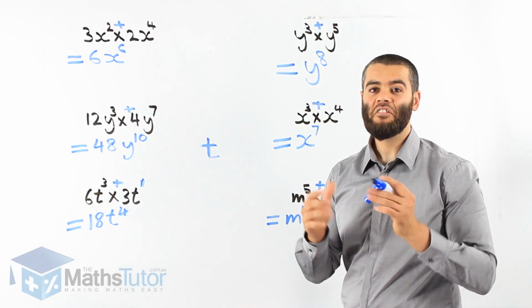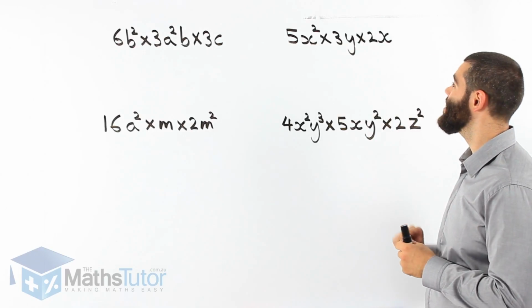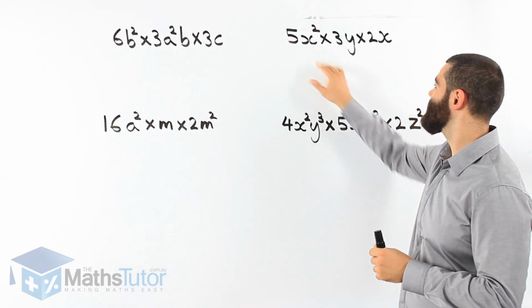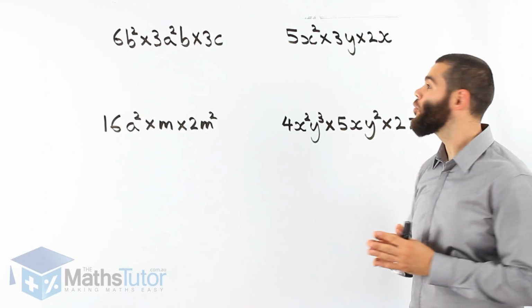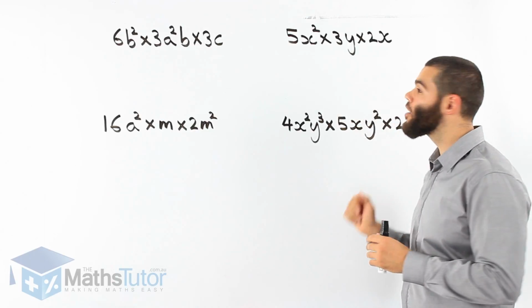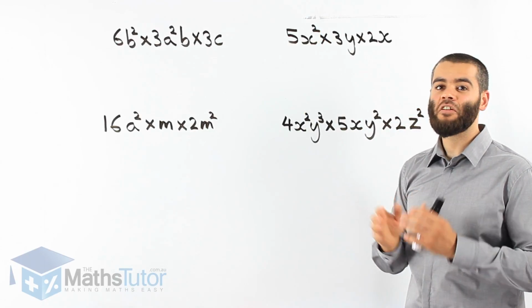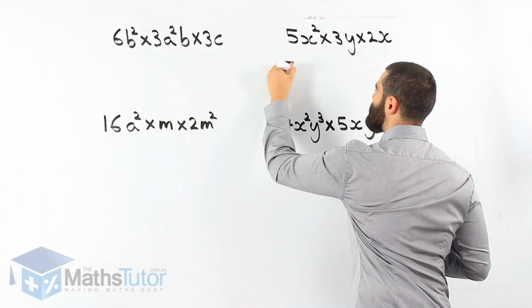Now we're going to do some more complex ones. Alright, let's do some more fun. Okay, here we have 5x squared times 3y times 2x. Again, we are multiplying algebraic expressions. We are multiplying the terms, but we have indices. So let's do the same thing and we follow the same rules.